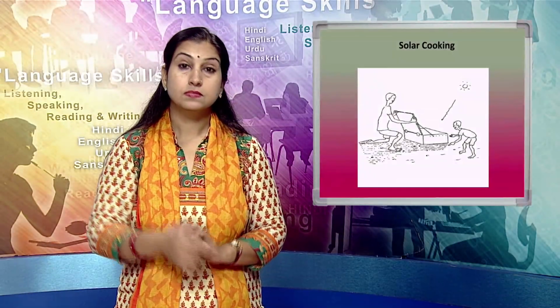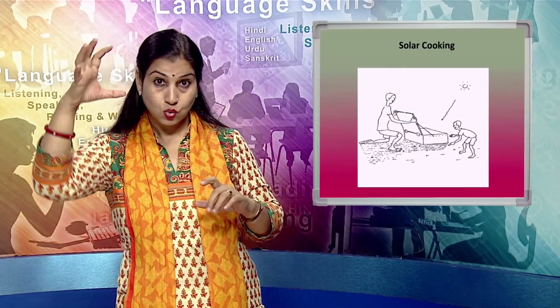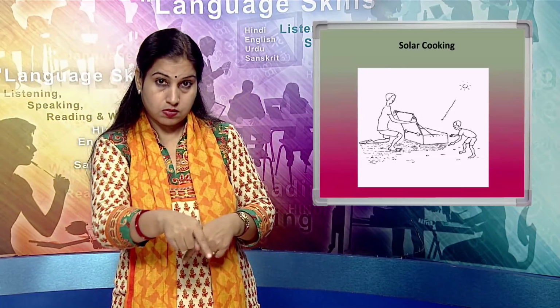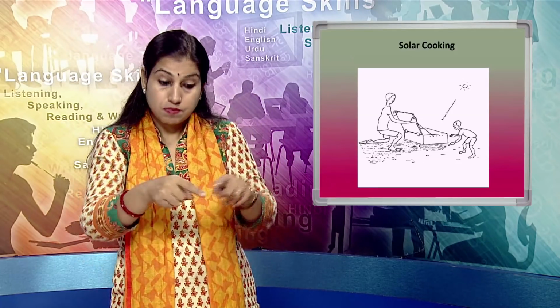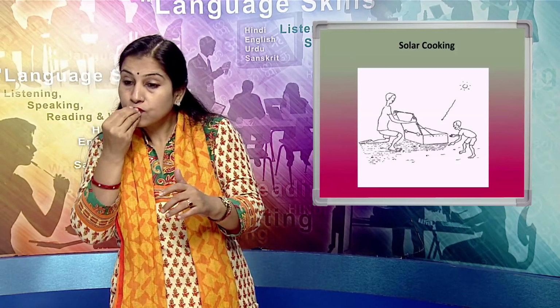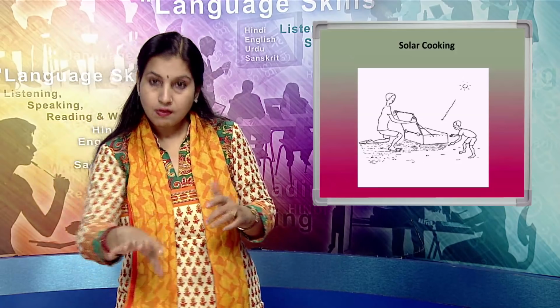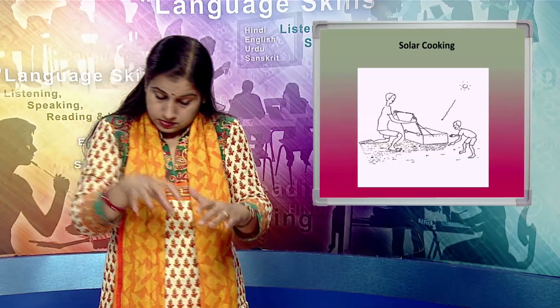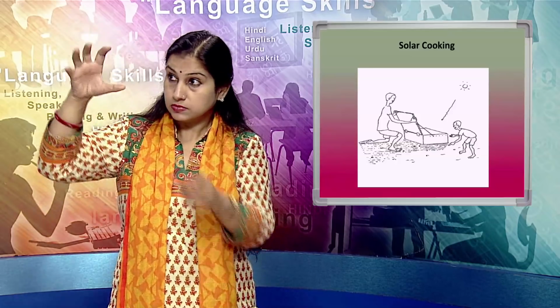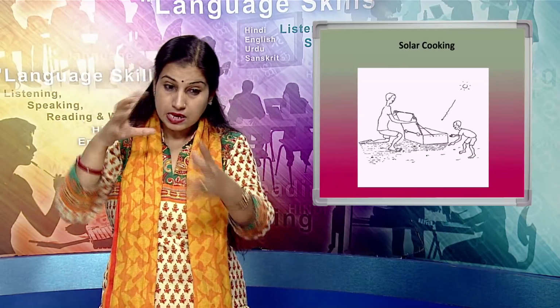This is a picture of a solar cooker. Inside the box, food containers are placed, and the box is placed under the sun so that it absorbs the maximum heat of the sun.